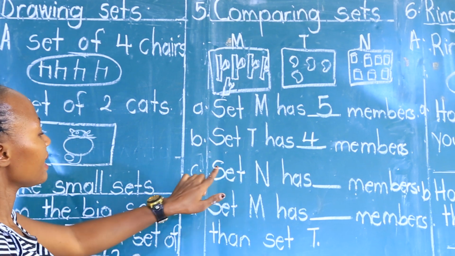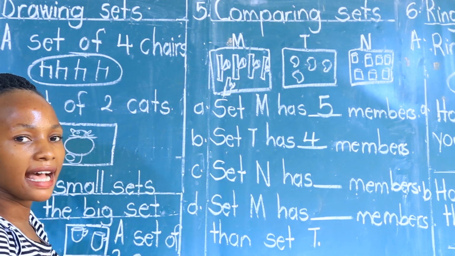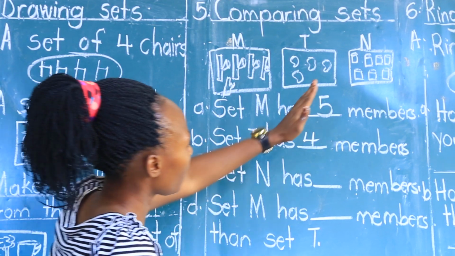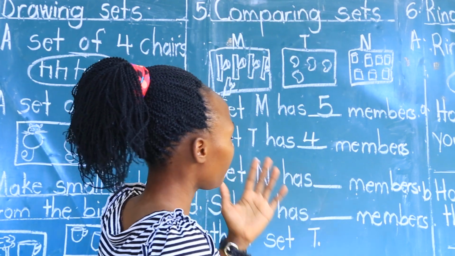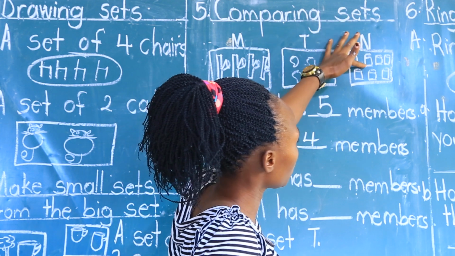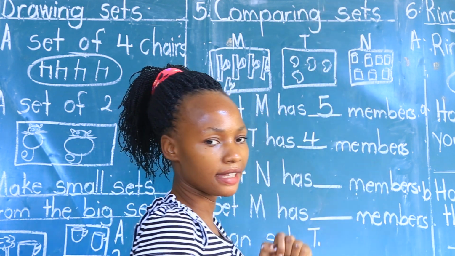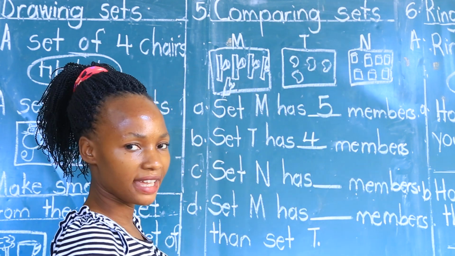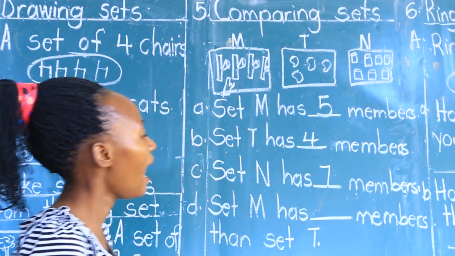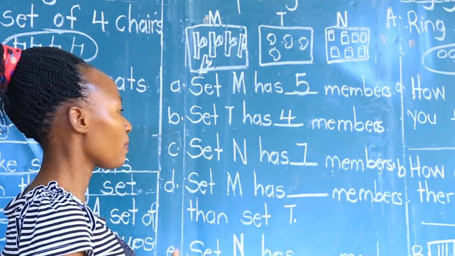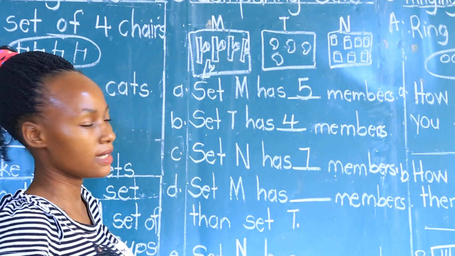Next, we have set N has dash members. Then I look at set N. Still, I count the members. How many members do I have here? 1, 2, 3, 4, 5, 6, 7. I can see 7 members. Then I write there my number 7. The reason why I've used figures is that the space is not enough, but you can use either the figure or the words. They are all right.